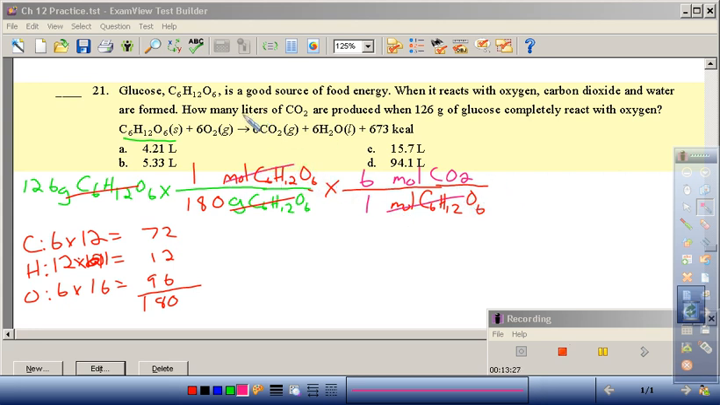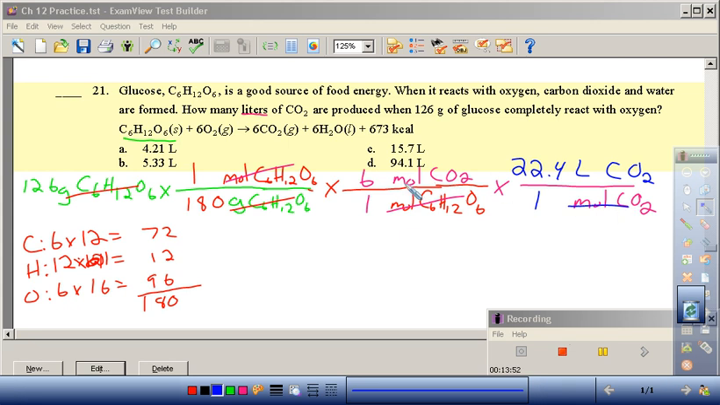I'm in moles of CO2, but I want liters of CO2. So I'm going to keep going. Take the units I have over here. Now for moles, I can go right to liters. And this is a constant. It's always 1 mole. It's always 22.4 liters. And cross off my like units. I'm in liters of CO2. That's what the question asks. I'm going to multiply straight across. Divide by 180. So 126 times 6 times 22.4 divided by 180. And that's my answer.